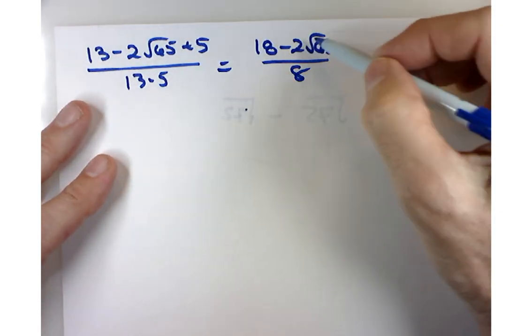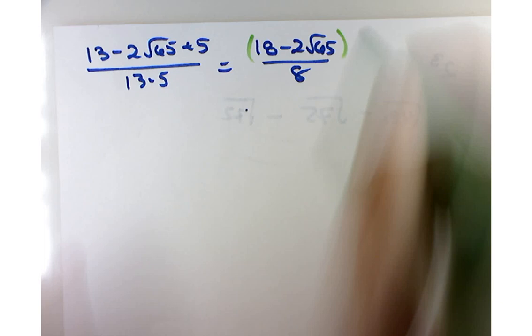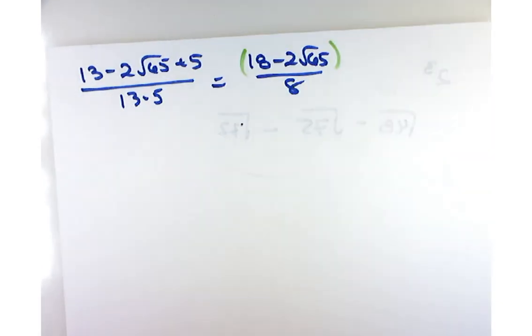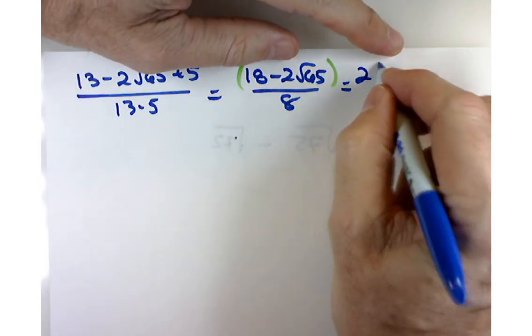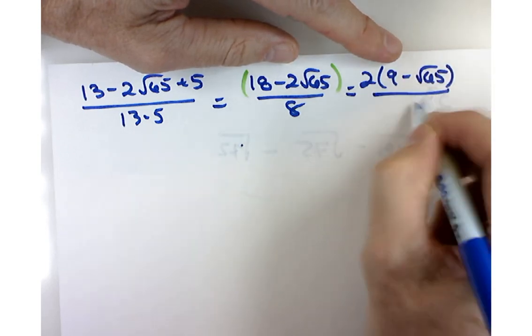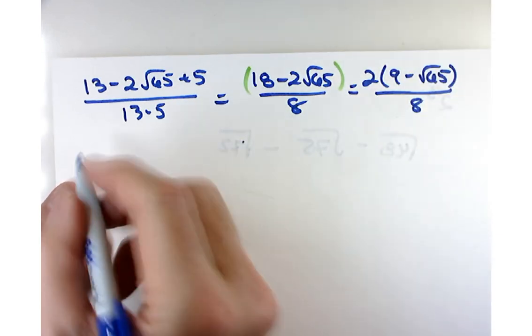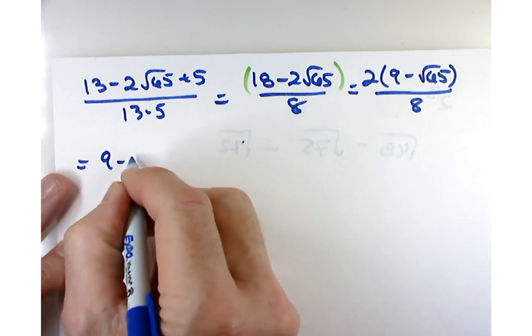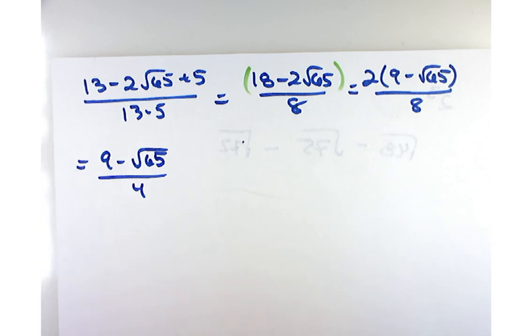I know these are multiplied, but that whole numerator is kind of stuck together. So I can't cancel the 8 into the 2, as tempting as it may seem. But there is a common factor that I can take out, and that is a 2. Leave behind 9 minus the square root of 65 over 8. Now I can safely cancel the 2 and get 9 minus square root of 65 over 4. Beautiful.